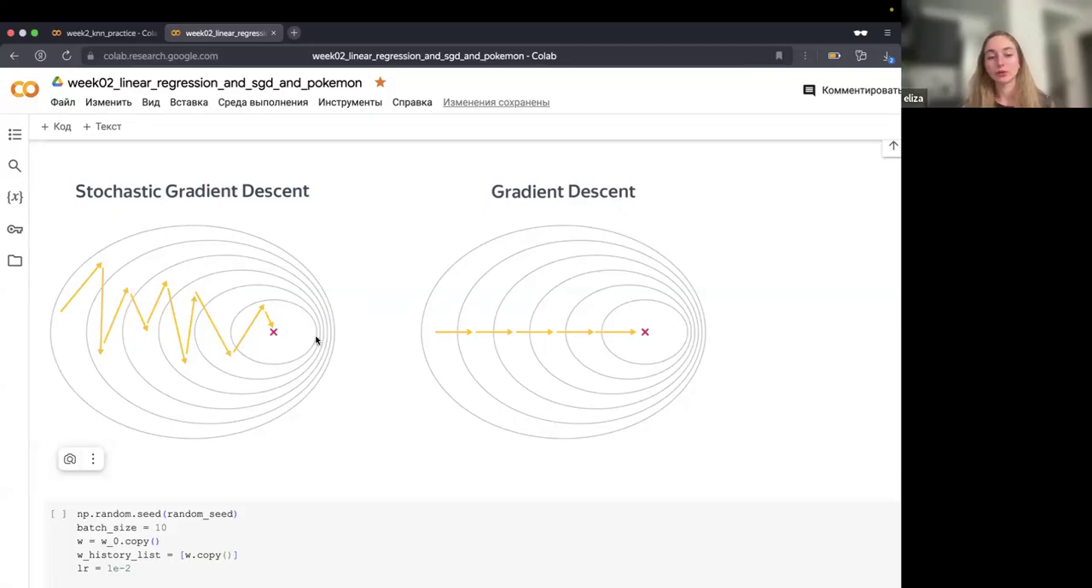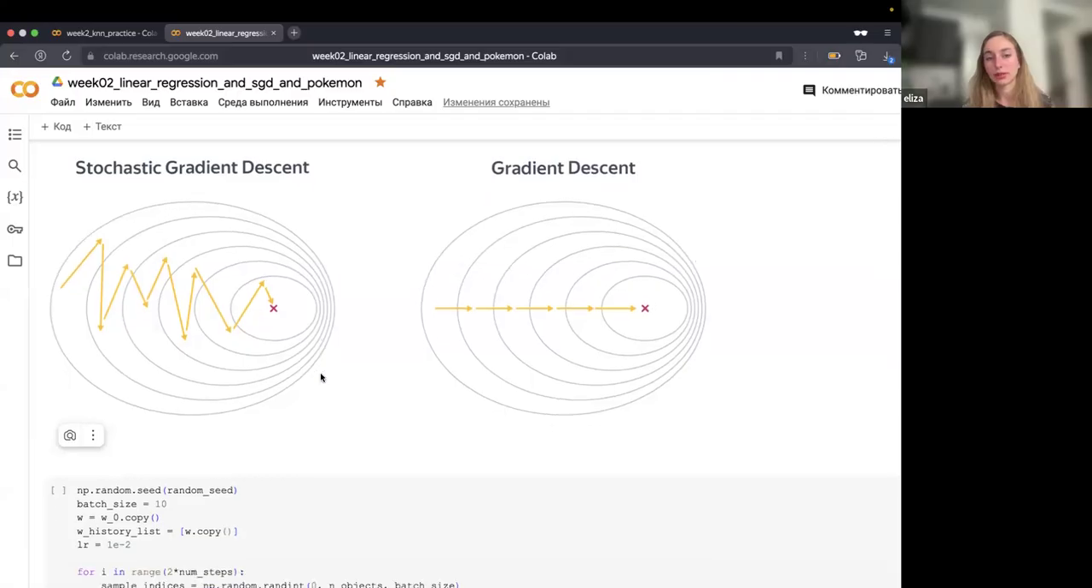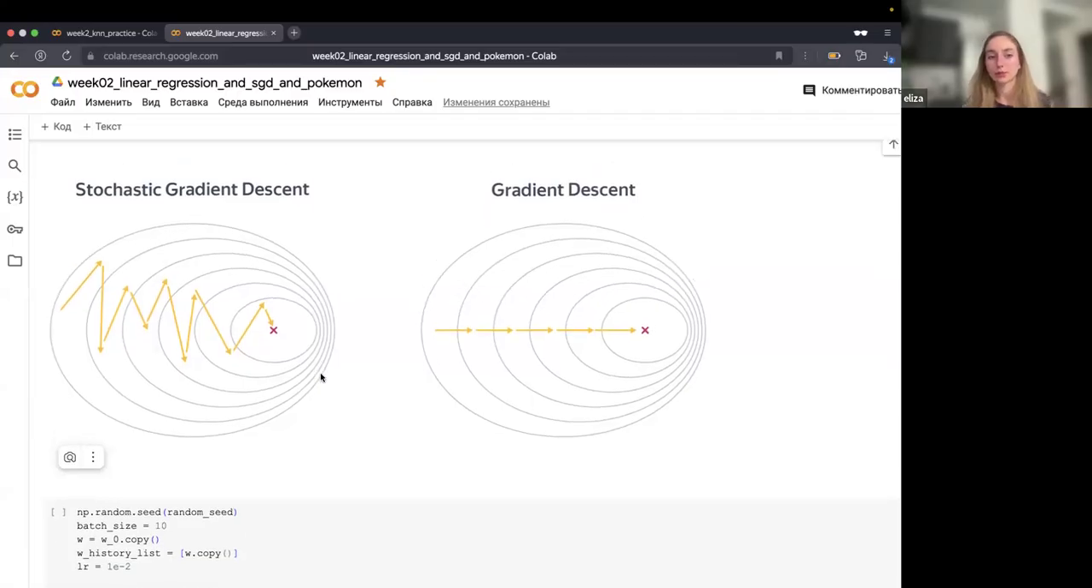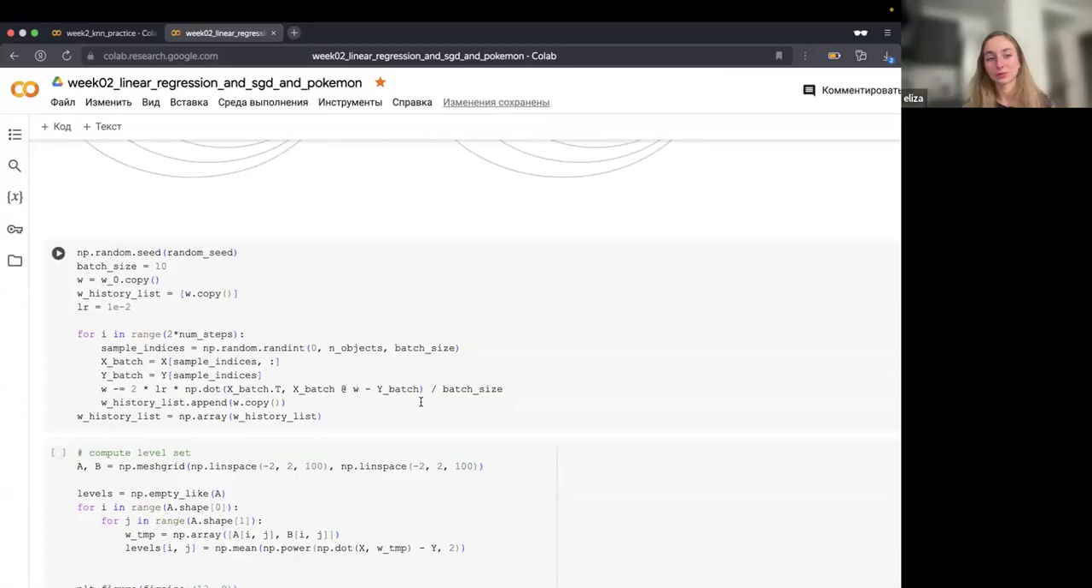For example, you say that batch size equals 10, and on every iteration, you choose 10 random samples from your training dataset and use them for updating your weights. It's less computational than gradient descent, but you can run an experiment to check which method to use in your task.